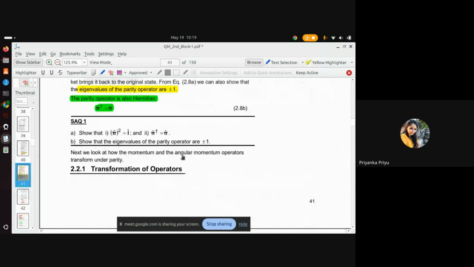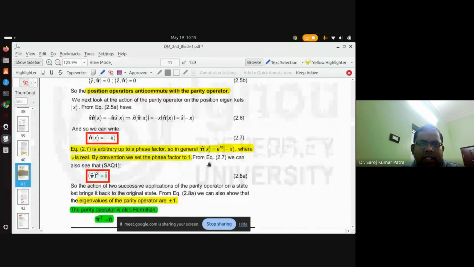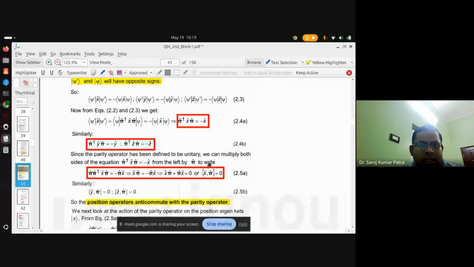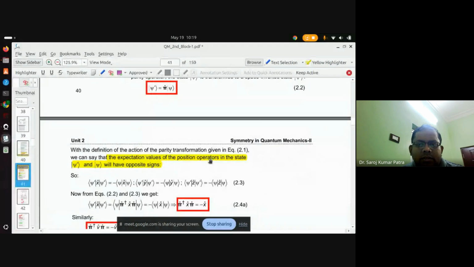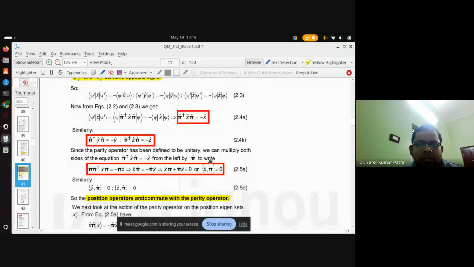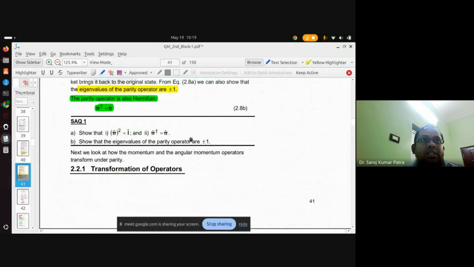Okay. So you can try solving these two small questions. Small answer questions. We are claiming that pi square is equal to identity. So what is pi? How do we get pi square is equal to identity? And of course, if pi square is equal to identity, then the eigenvalues of the parity operator will be plus or minus 1.